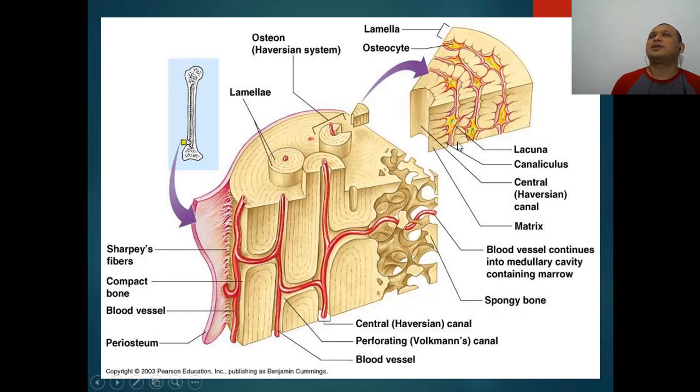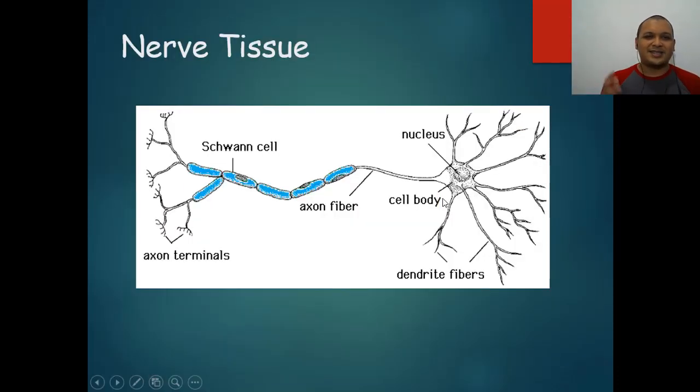To make this easy to imagine, think of a snail. When a snail grows, it makes a new shell. It's almost similar, so the osteocyte works that way. Through time, they deposit many minerals, and then they make the bone stronger. Okay, next we have the last tissue, which is the nerve tissue.